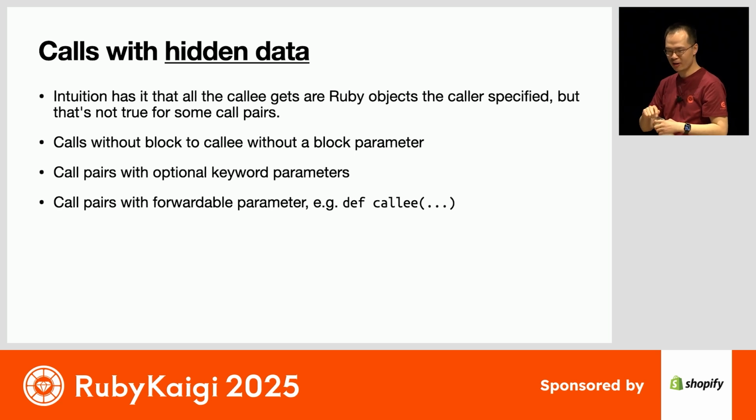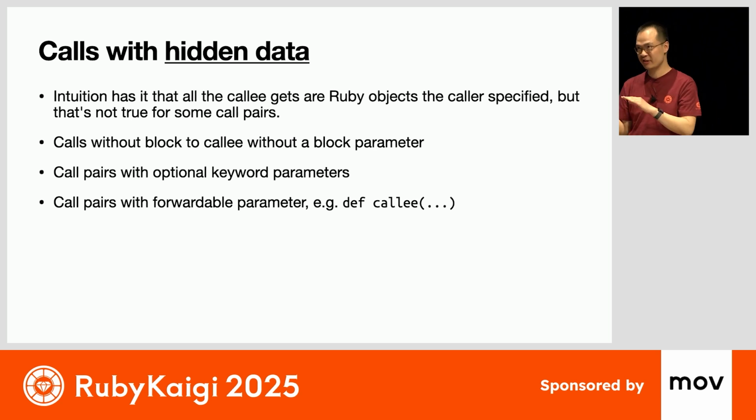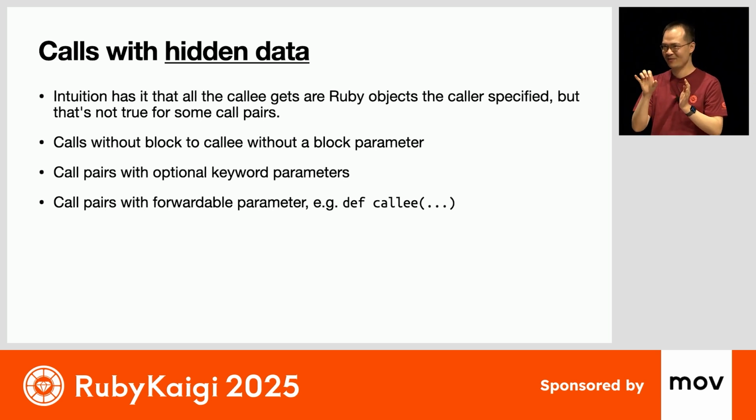When you make a call with some arguments, say 1, 2, 3, you would expect that the callee gets 1, 2, 3. But this is not completely true in all cases. Sometimes there is extra data you're passing. The most basic example is when you call a method without passing a block, there's a little piece of data in there that says, oh, I'm passing no block. But that isn't exactly an object that the callee has access to.